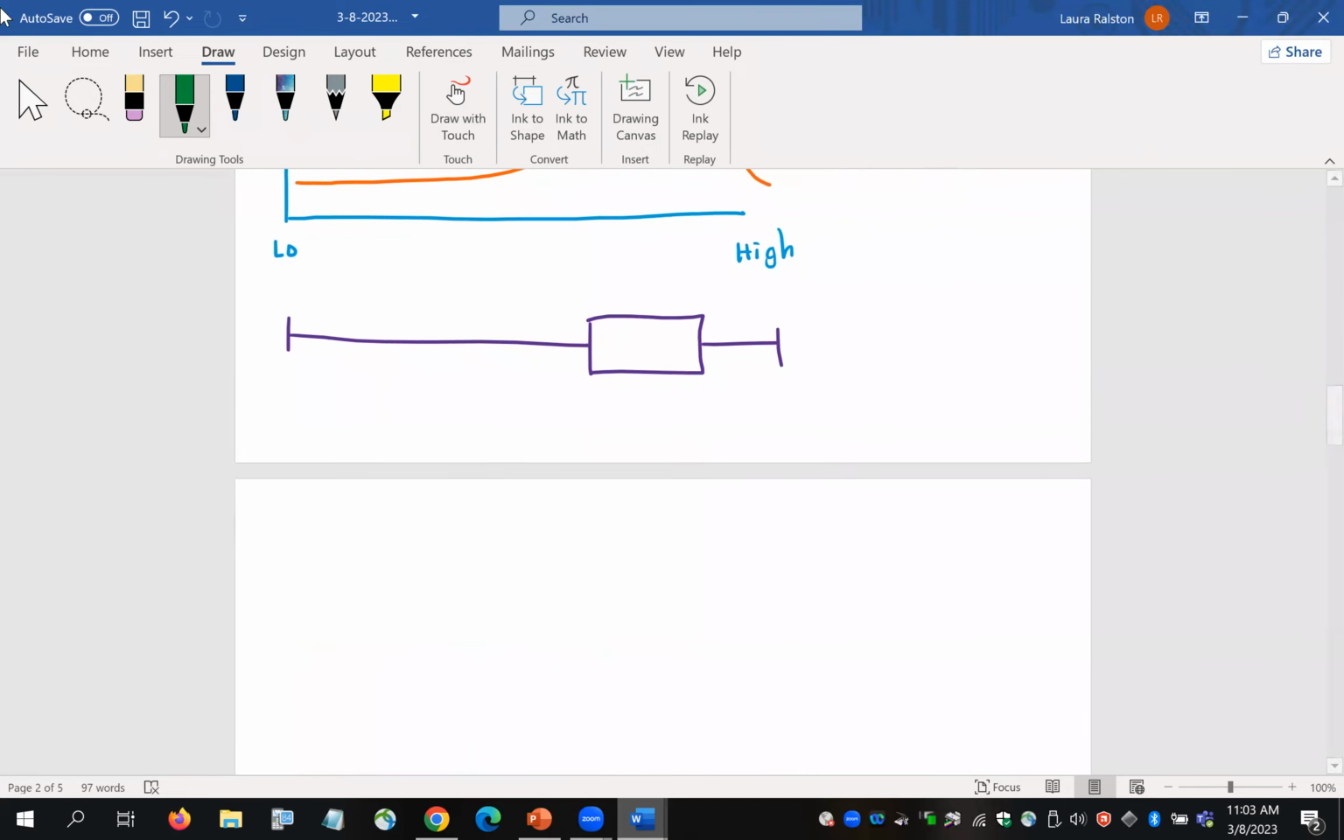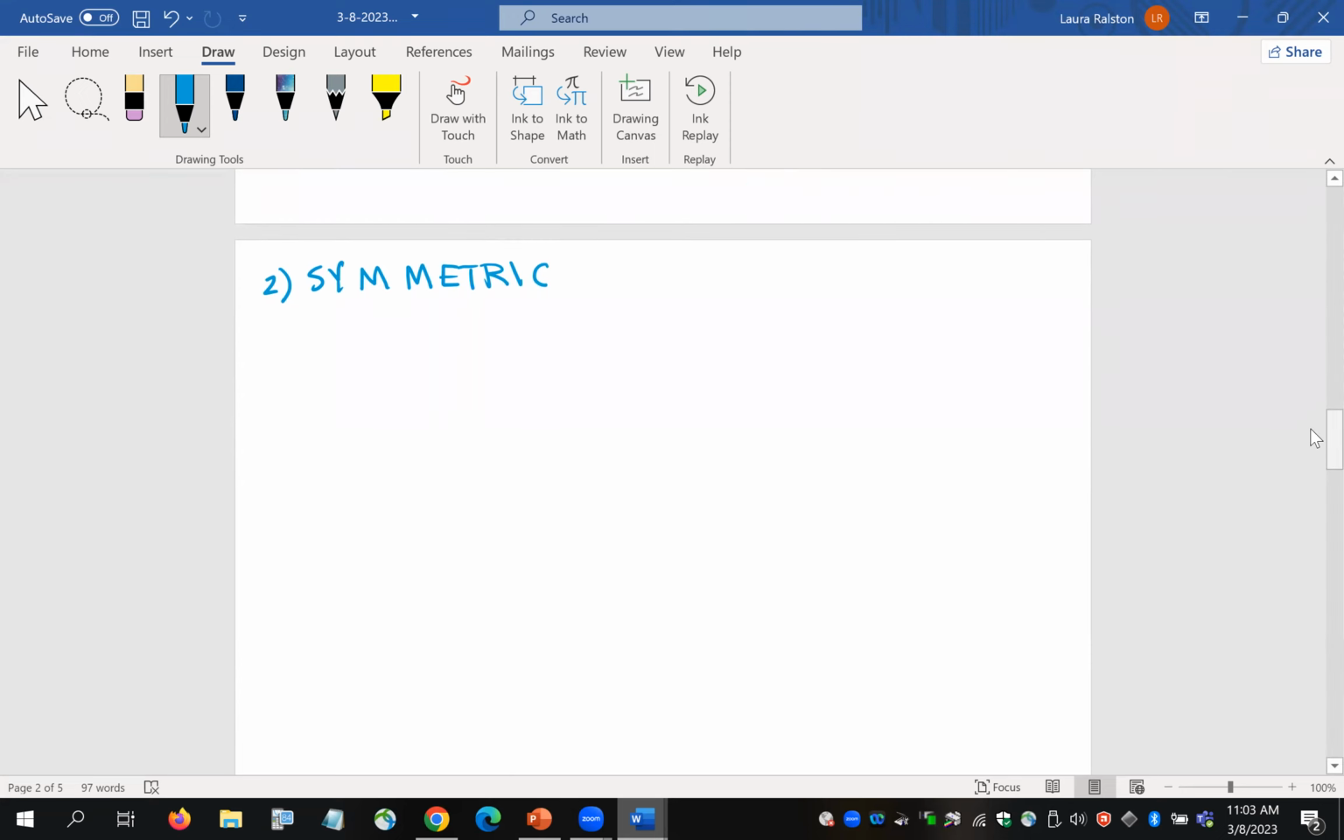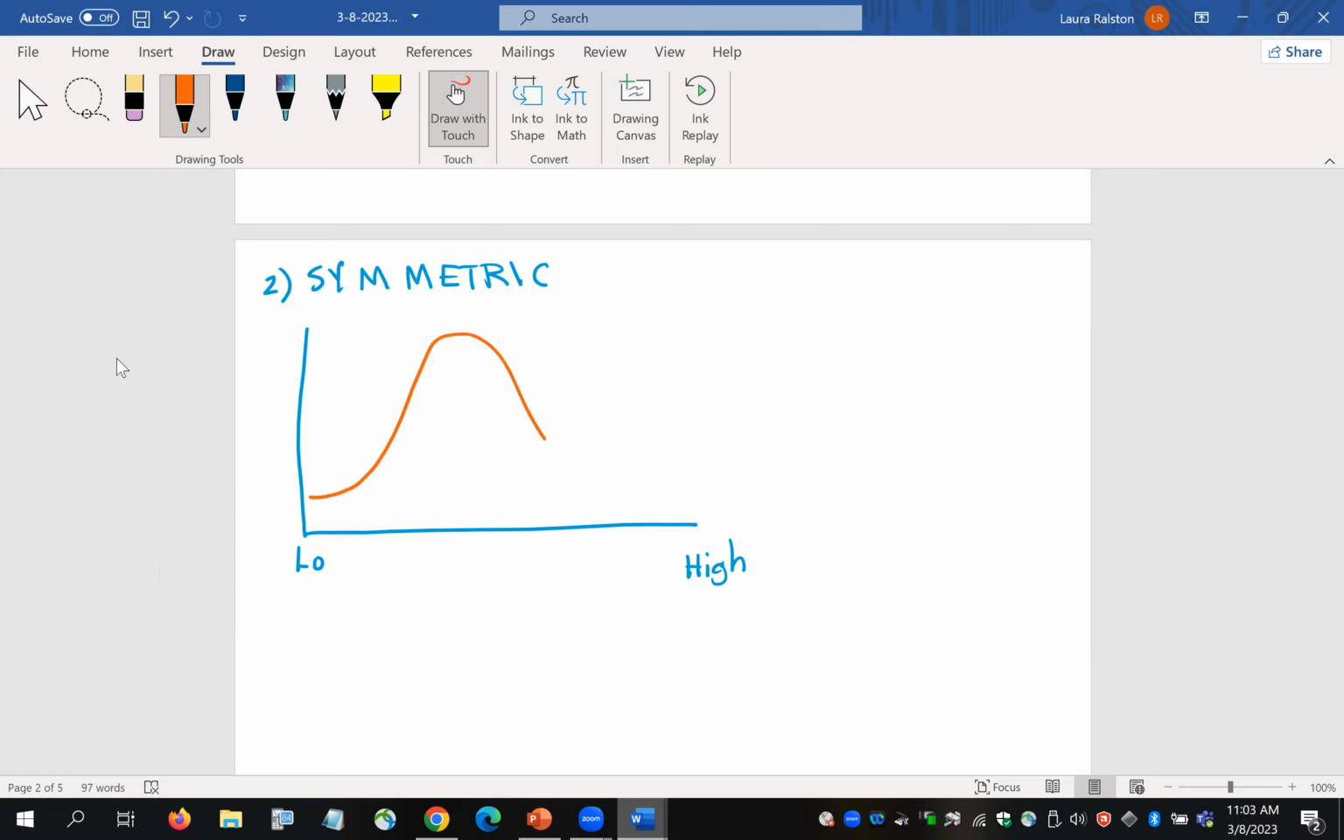The second distribution that we talk about, or that you need to be familiar with, is symmetric. Okay, with a symmetric distribution, and you look at it graphically, again, your graph usually runs low to high. Visually, it looks like you have most of your data in the middle.